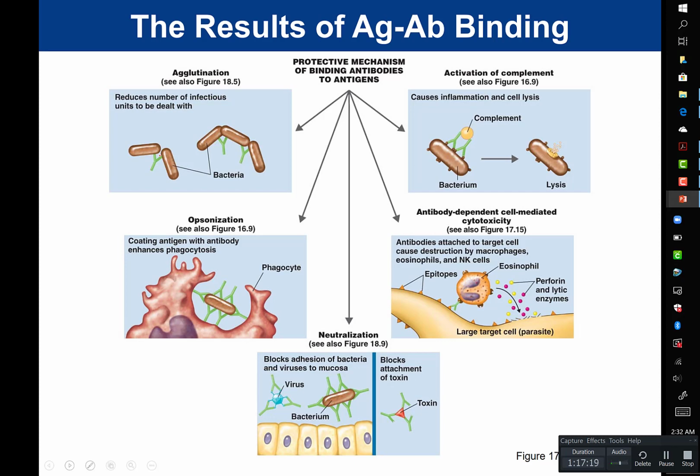So you can see that this eosinophil is producing perforin and lytic enzymes that help break down, let's say, a helminth infection, a worm infection, for example.